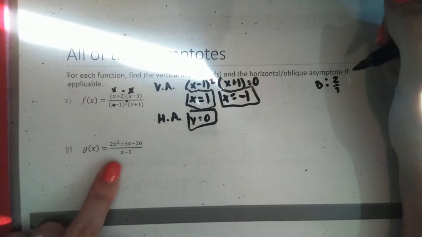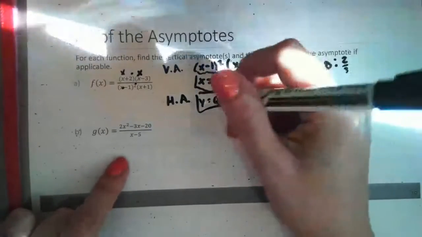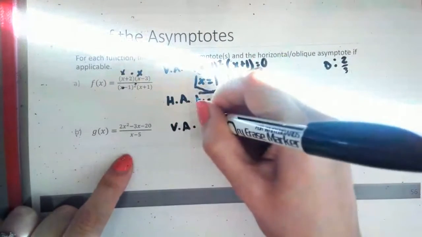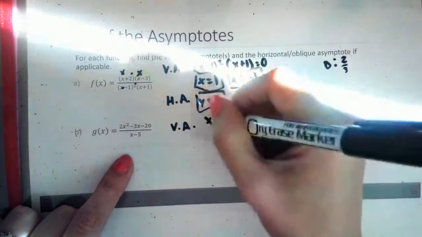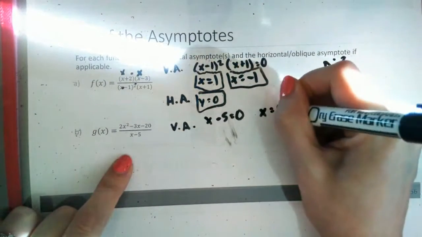Next up, we're looking at g of x equals (2x squared minus 3x minus 20) over (x minus 5). We'll start with our vertical asymptote. We set the denominator equal to 0. x minus 5 equals 0, so x equals 5.